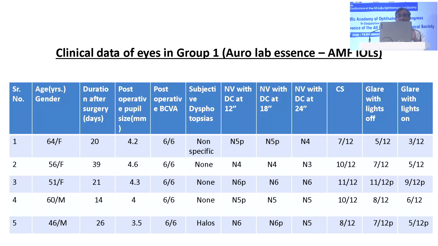Now, what did we find with all this? The beautiful thing we found was that, number 1, we were also measuring the pupil size to see how the IOL performance matched that with pupil.